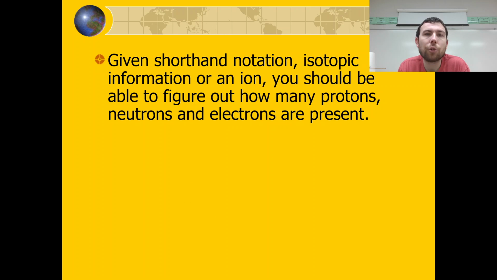All right, so with that shorthand notation, if you look at that symbol where the mass number and the atomic number are given, the isotopic information for an ion, you should be able to figure out how many protons, neutrons, and electrons are present based on the information that's given there.